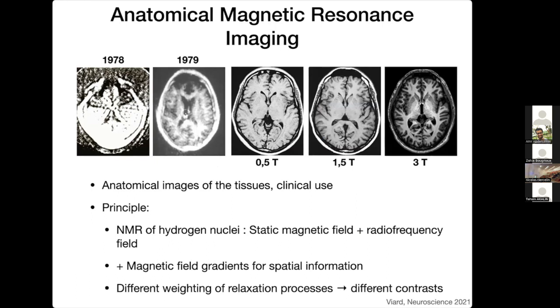And what makes MRI really interesting is that by using different sequences in the machine, you can apply different weighting to the relaxation processes and get different contrasts between tissue. So of course, this can be used for just anatomical images like this, but you will see neuroscientists have a lot of other ways to use the machine.